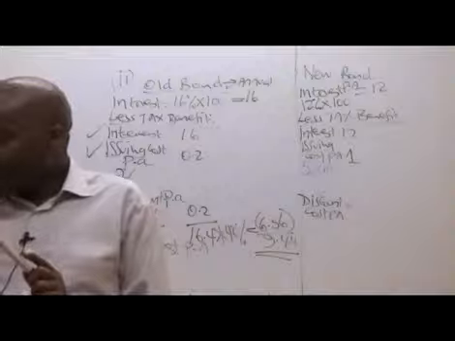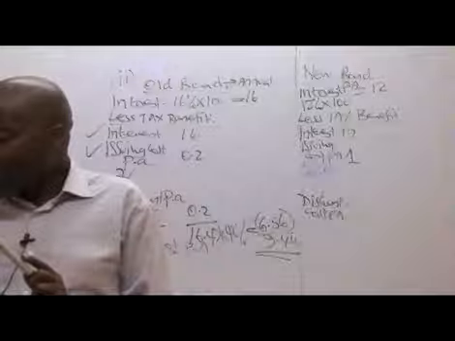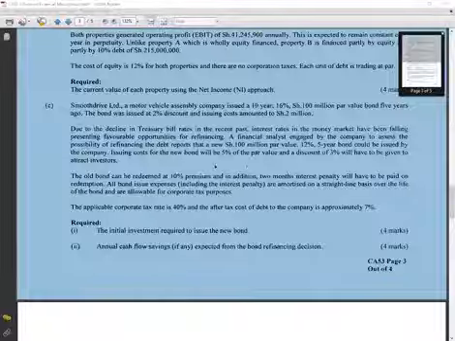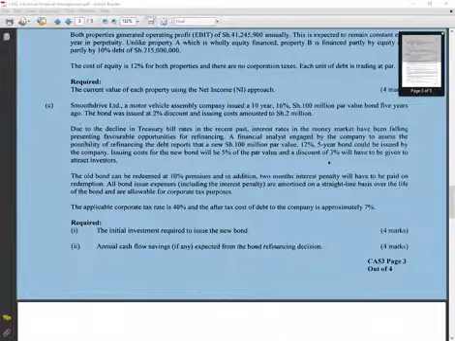Ladies and gentlemen, listen to me very well. For the new bond, remember, information about the new bond is given here, where they have told us that the discount is 3%. 3% of the par value.